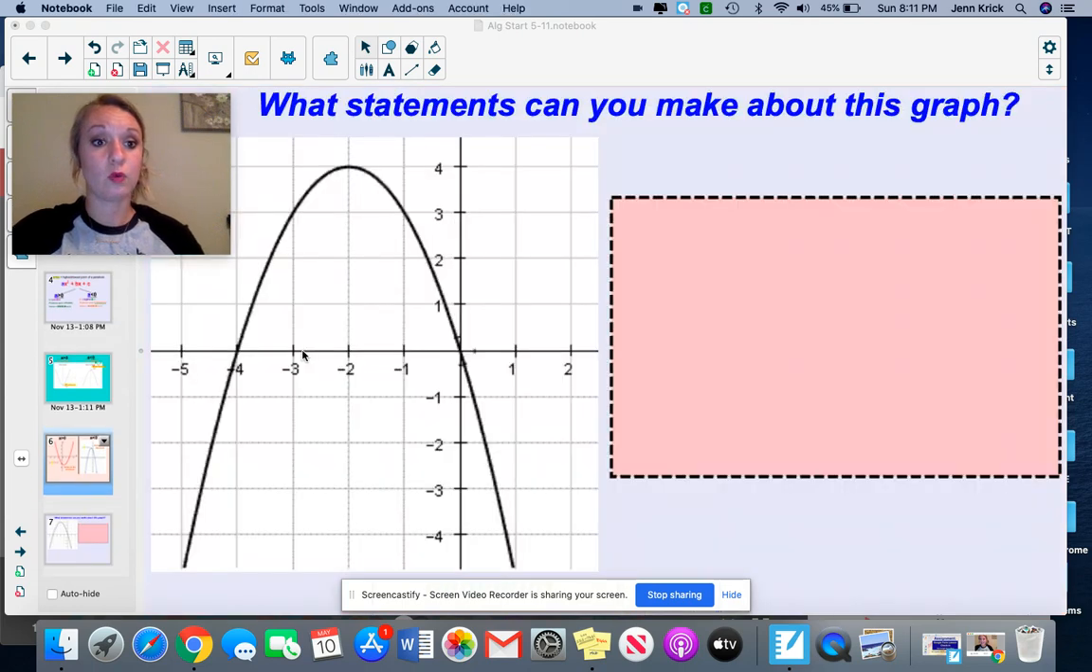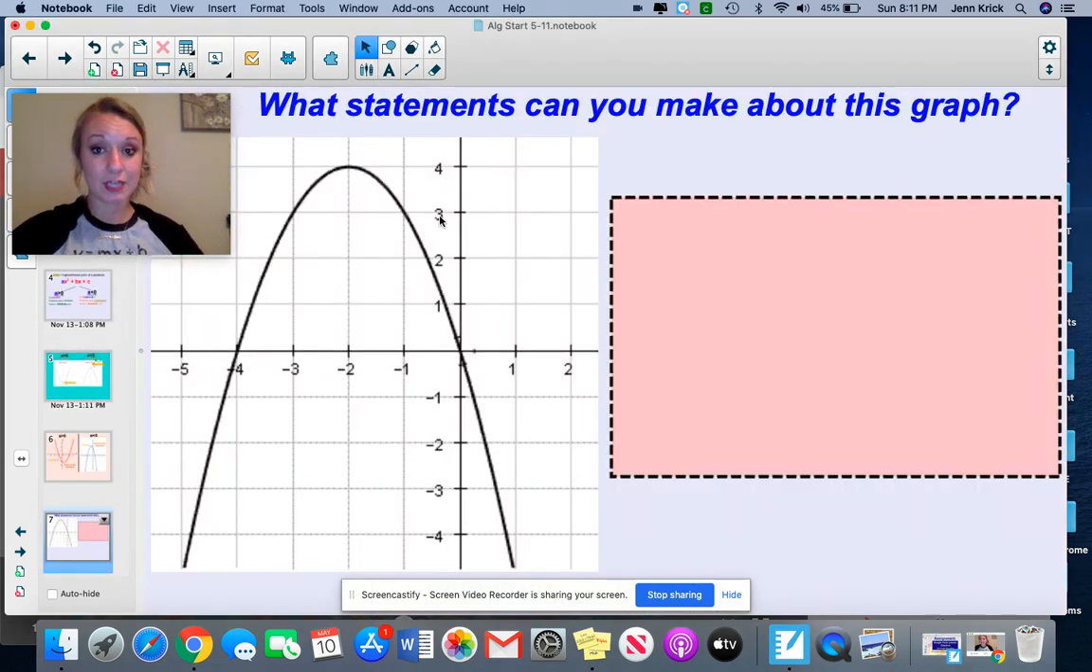So now, with that information, what statements can you make about this graph here, about this parabola? And if you want to pause and think about it before I show you, that would be a good idea.